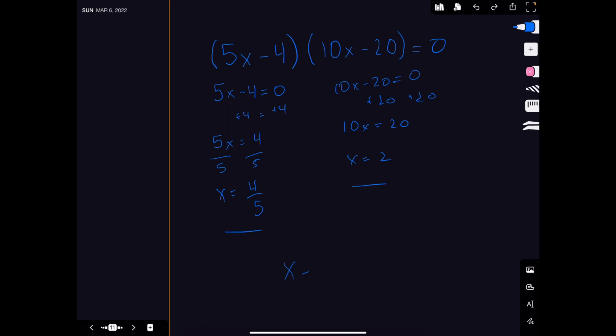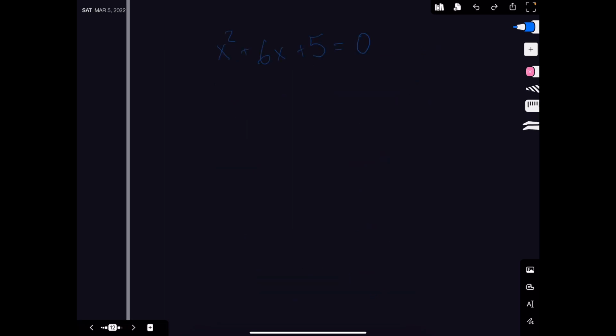And the way we typically write the answer is that we say x is equal to 4 over 5, and we put a comma, and then we put the other answer, the other value. And that's typically how we want to circle our answer at the very end.